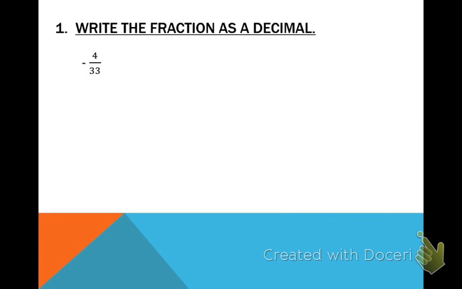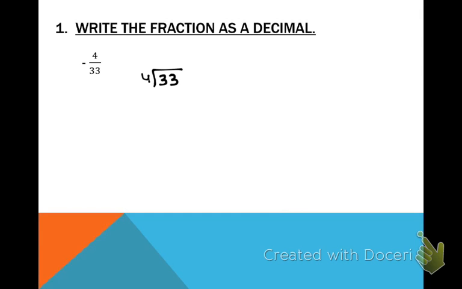Okay, first things first, don't erase your boards yet. How many of you think the answer should be positive? How many of you think the answer should be negative? Listen, if it starts off as a negative fraction, it's still going to be a negative decimal. A lot of you guys forgot to keep the negative. Here's the next thing that I saw a lot of people do.